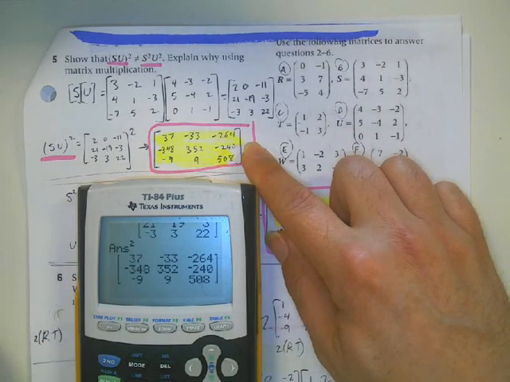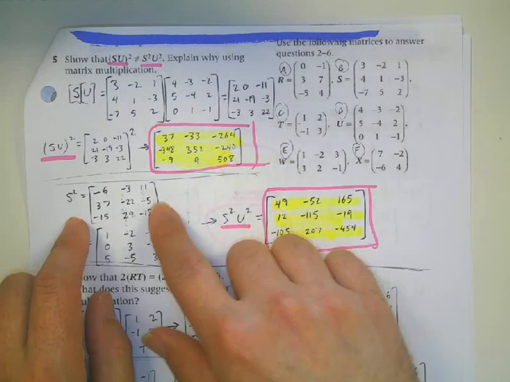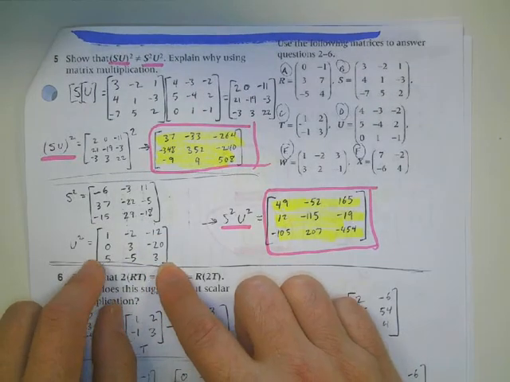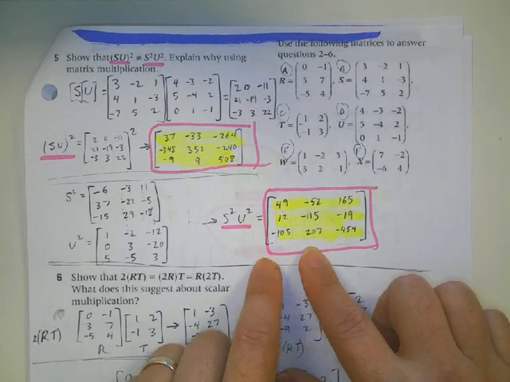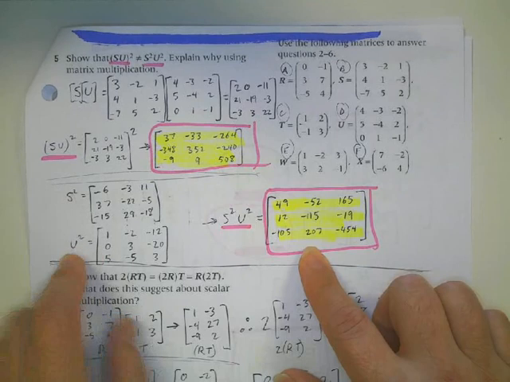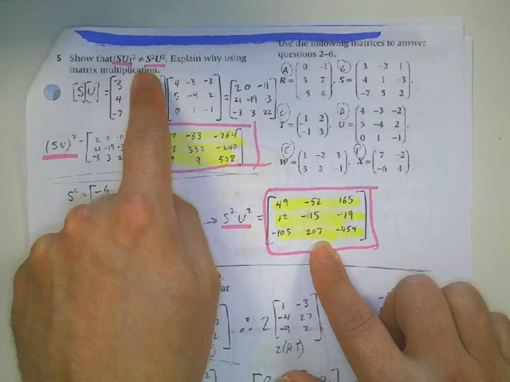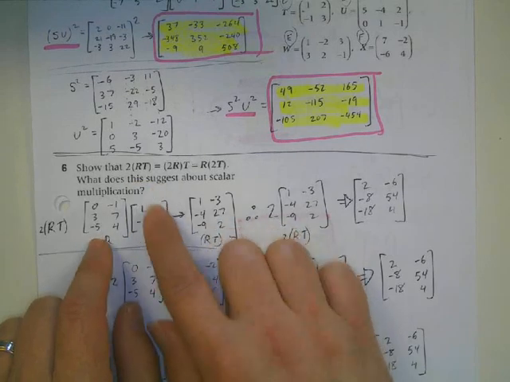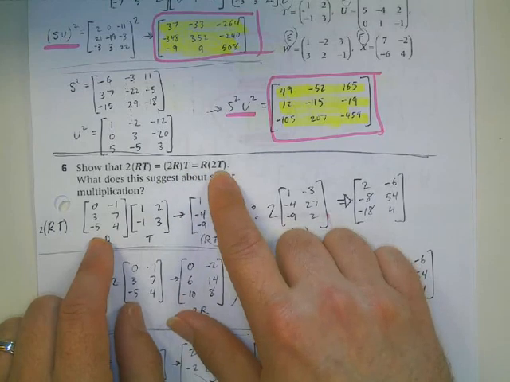Okay, so now if I square matrix S, we get this. If I square matrix U, we get this. And I did this using my calculator. And I got S squared times U squared gives me this. And so as you can see, these are not equal to each other. Okay, so show that 2 times RT equals 2 times R times T and equals R times 2T. So you can check your work here.